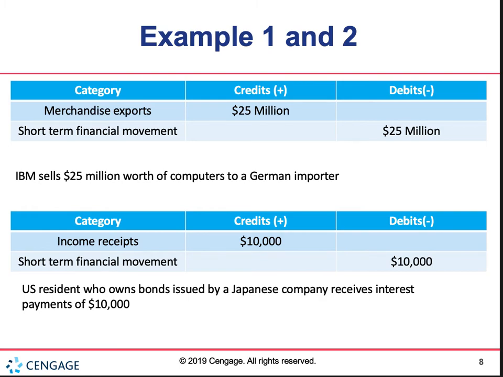Our second example is a U.S. resident who owns bonds issued by a Japanese company, and you receive an interest payment of $10,000. So this is income coming back into the United States, so it's going to be a credit.